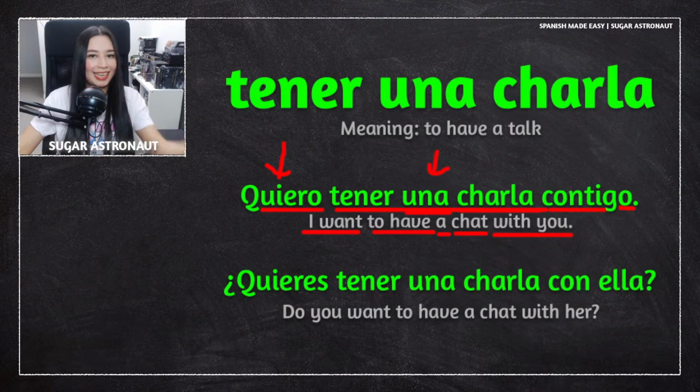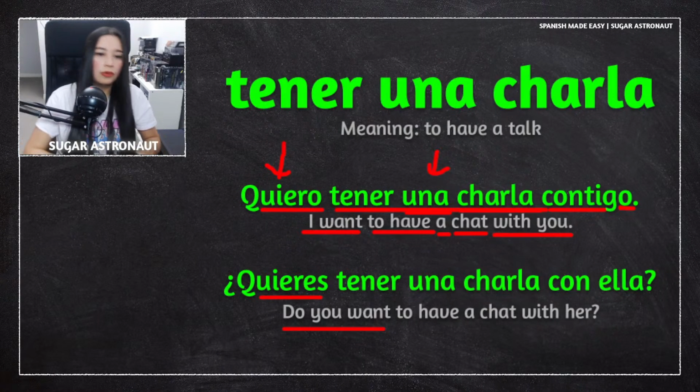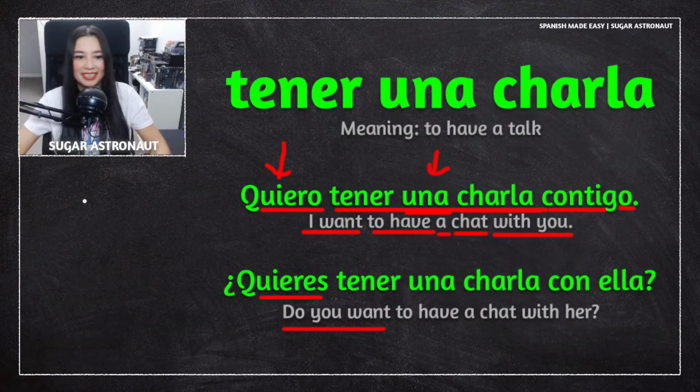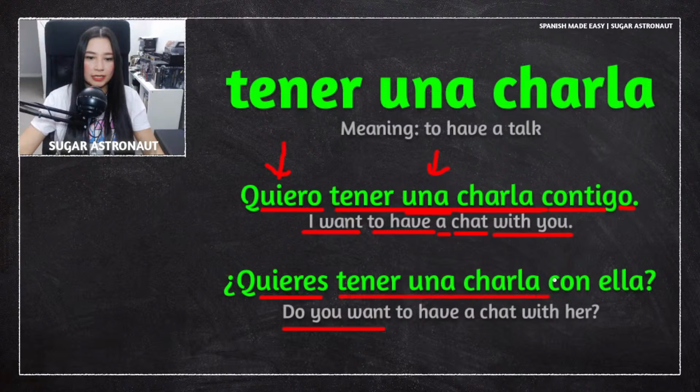We're using querer, the verb querer again. And in this situation, we have quieres, and that means do you want? Essentially, you're saying tú quieres, but we don't need tú. We just need quieres. Okay, quieres, do you want? Tener una charla, have a chat. Quieres, once again, it means do you want to tener una charla, have a chat. Con means with.